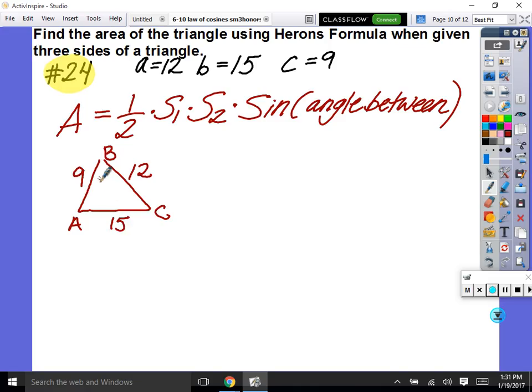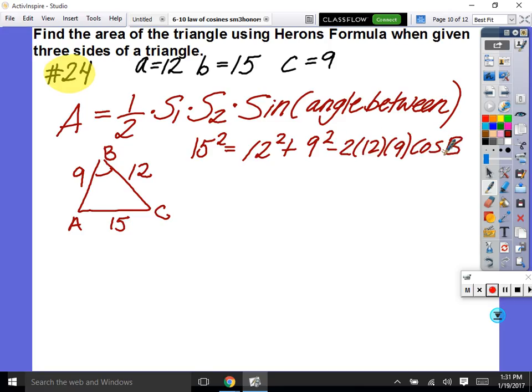So we need an angle in between any side, right? So let's go ahead and find this angle B. So we're going to have to find an angle to be able to find the area, which is fine. Let's just use the law of cosines real quick. So 15 squared equals the other side squared plus 9 squared minus 2 times 12 times 9 times cosine of angle B. Calculate the angle.